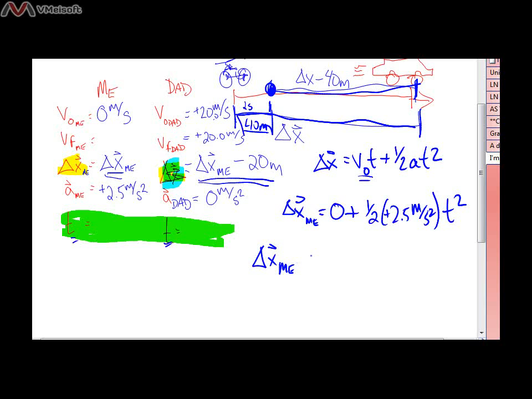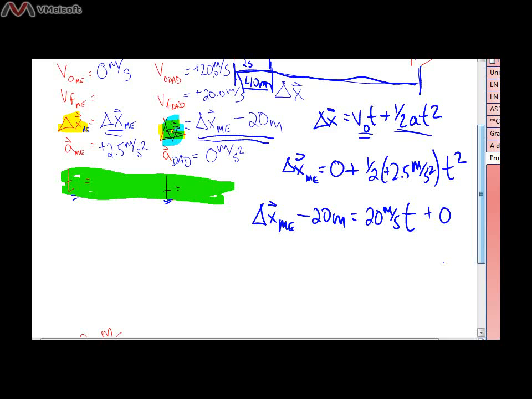I said delta x me minus 20 is his displacement, equals 20 meters per second times time, and his plus 1/2 a t squared, that goes to 0. So then I said, this is a really gross thing. I got to kind of do some substitution and rearrangement here, but it's not that horrible.